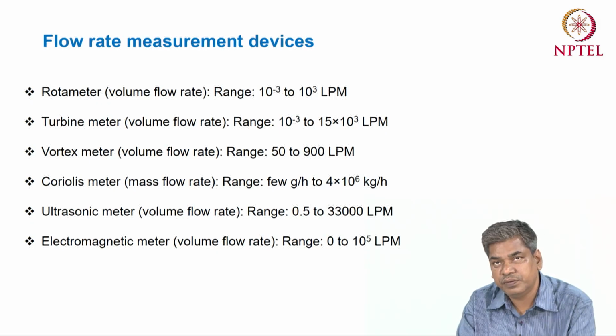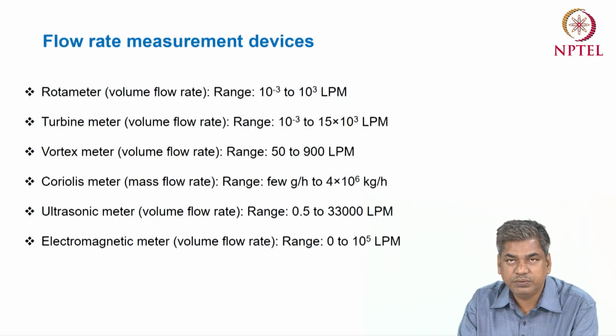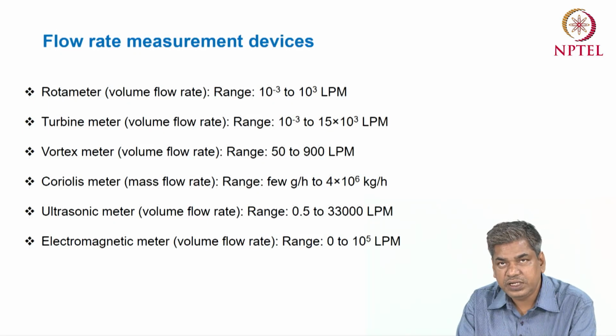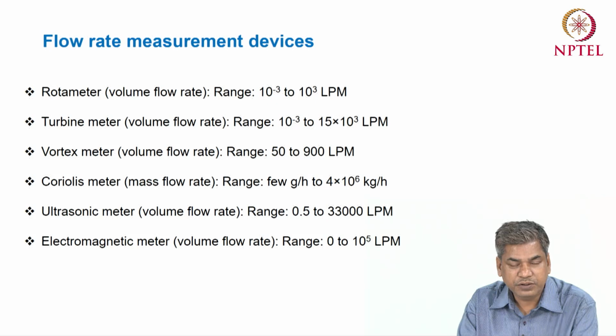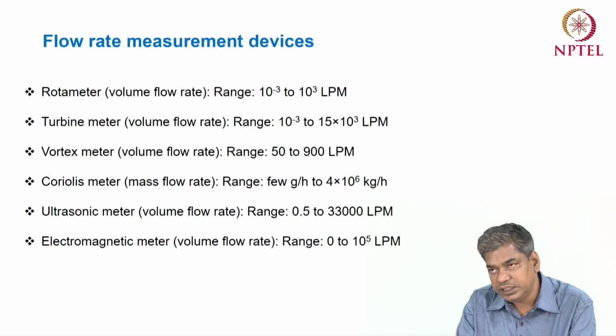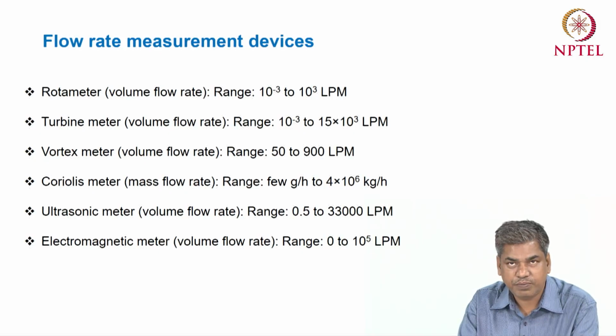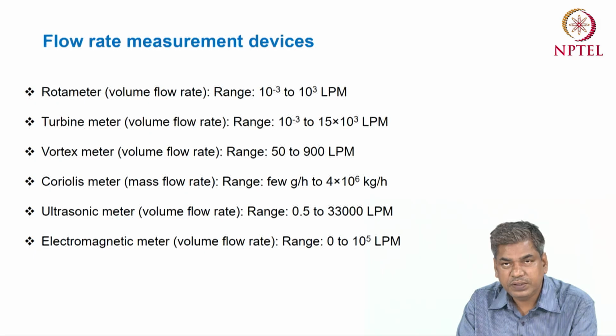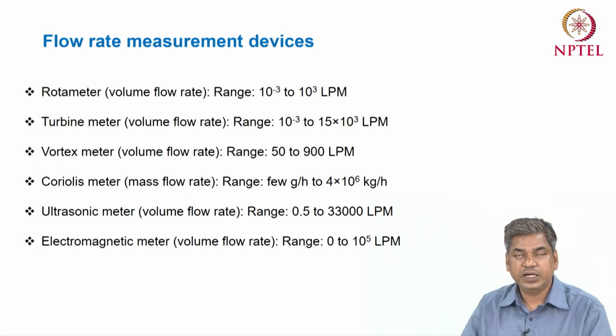Even some related measurement devices can also measure the velocity. So if you know the area and if you measure the velocity, based on that we can calculate the volume flow rate, and if you know the density, then we can also estimate the mass flow rate. So there are various flow measurement devices. Some devices can measure the velocity, some can be used to measure the volume flow rate, and some may be used for measuring the mass flow rate. I have listed some of the flow rate measurement devices.